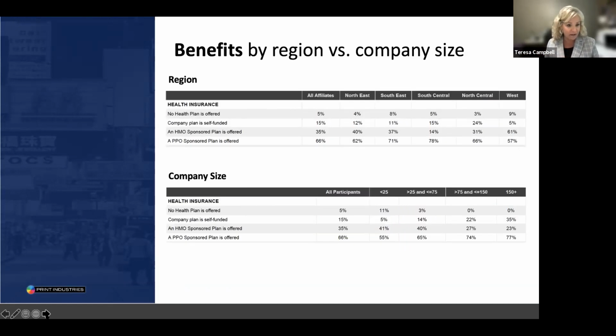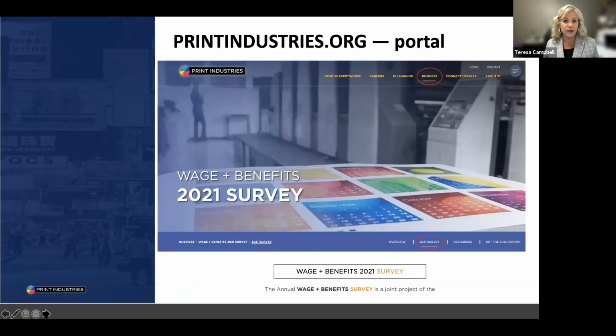Benefits are in the last half of the report, and those too are broken out by region and by company size. Again, super important here. If you look at no healthcare plan offered by region, across all regions, there were only about 5% that did not offer a healthcare plan. But if you come down here to company size for no health care plan offered, that jumps to 11% for companies that are under 25 employees and 0 when you get over 75 employees. So that's a cost of doing business and a recruitment tool, and it could be a disadvantage or an advantage depending on where you are in the market. So important to consider. That's only one benefit element. There are lots of others that are considered in there.